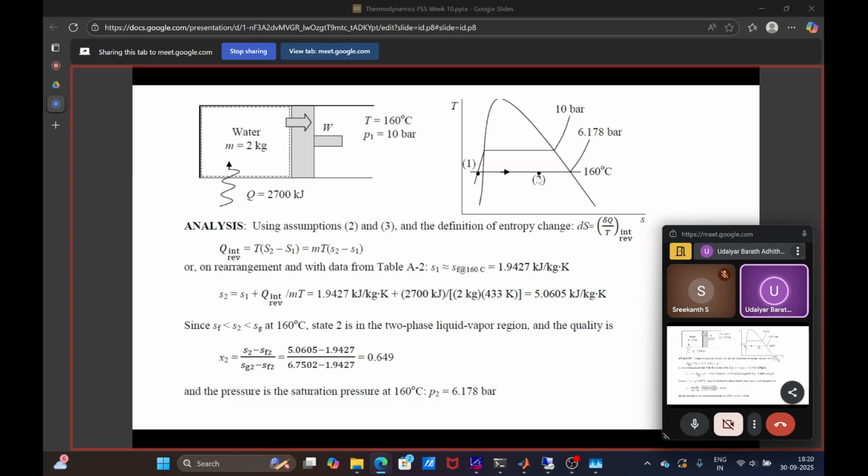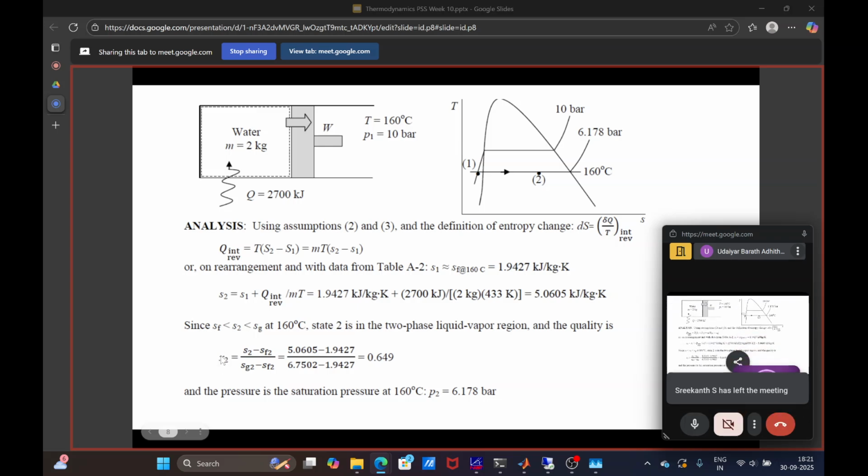There, if your entropy is still lying between your gas entropy and your liquid entropy, you are in two phase. So that pressure will correspond to your saturated temperature, which is 160 degrees Celsius. That is the pressure here, 6.178 bar. And at this point, since we know the saturated vapor and saturated liquid entropies, we can find out the dryness fraction or quality. That comes out to be 0.649.